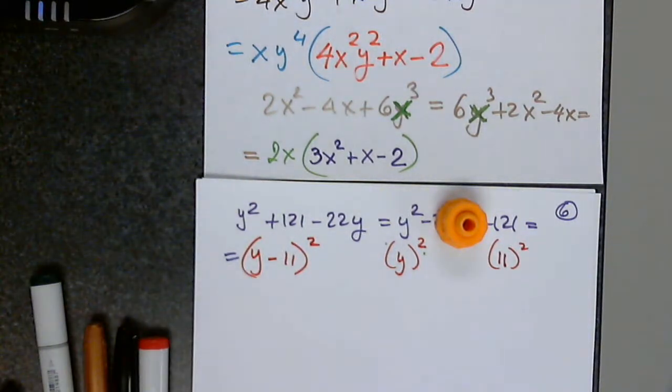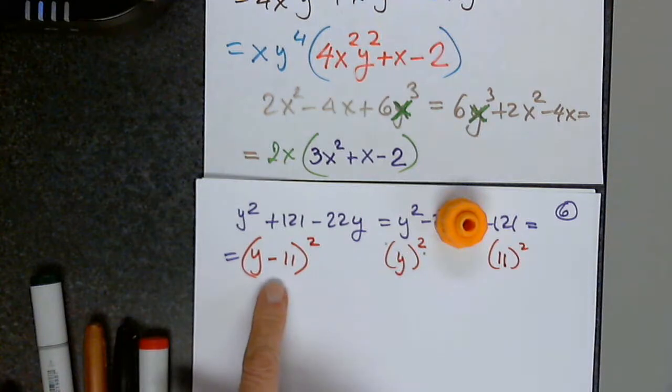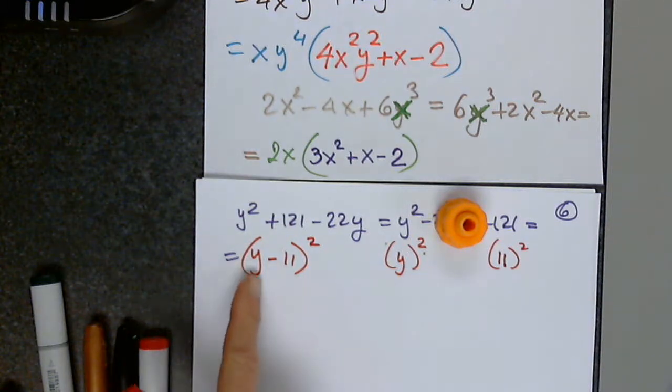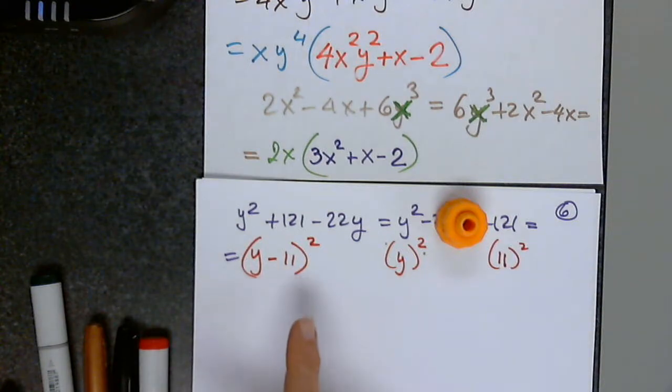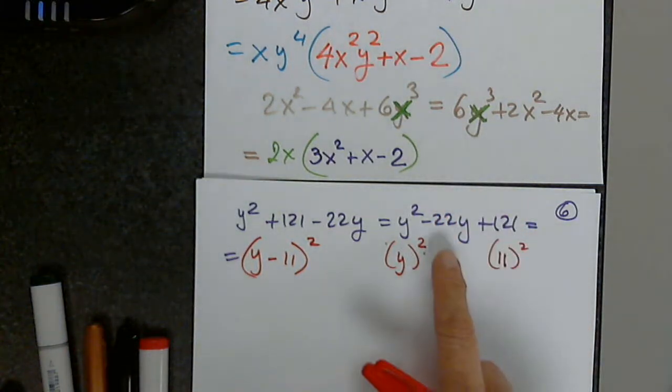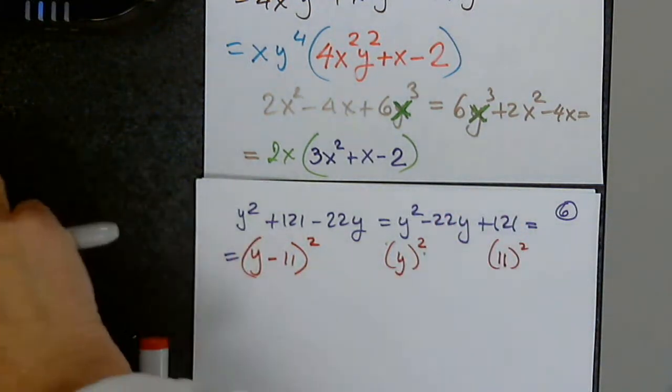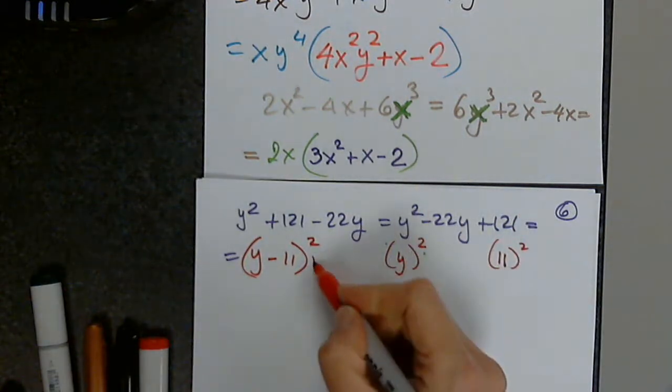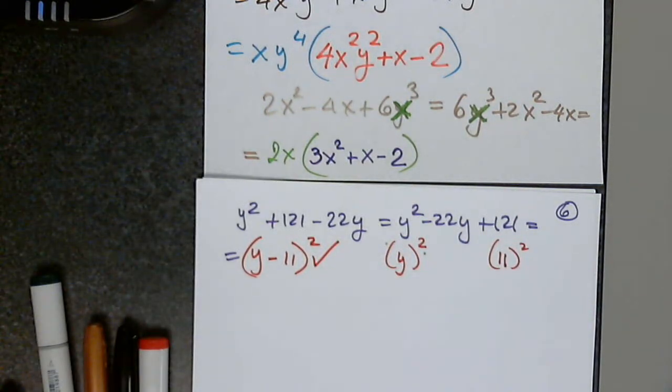However, notice that I covered the middle term. So I have to check the middle term now. What will be the middle term in this expansion? Now it's a different formula. Now it has a 2 in the middle. So 2 times the first times the second. What is 2 times y times 11? Of course, negative. Negative 22y. Now I check. Is this negative 22y? So then I will say this is it. It's the correct factor form.